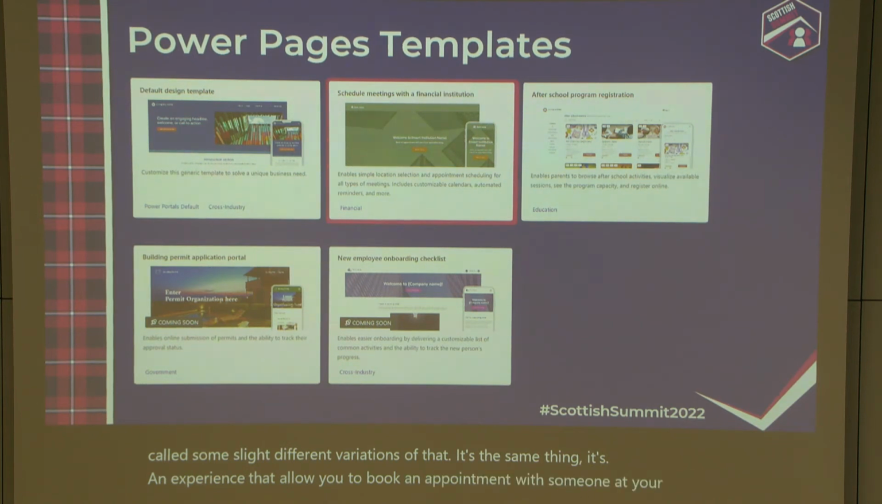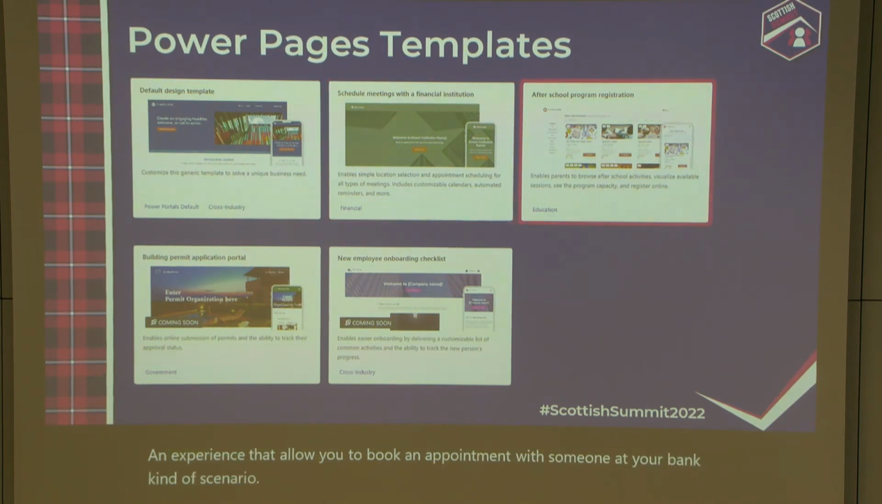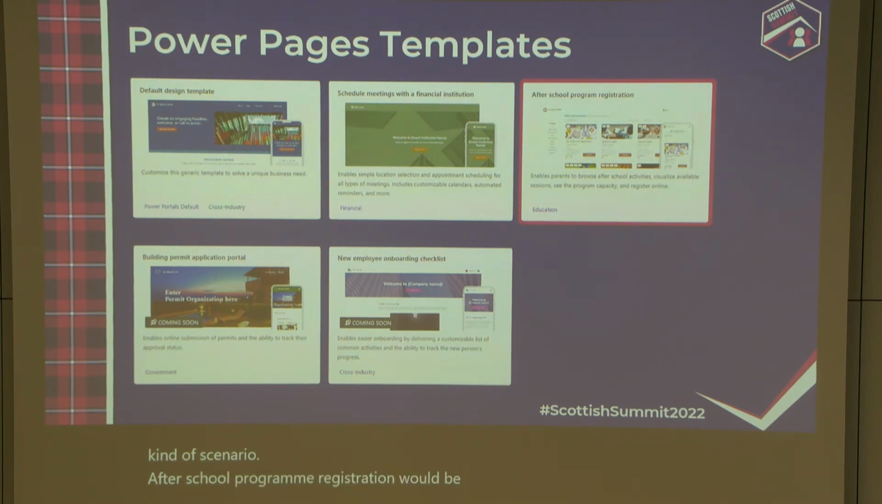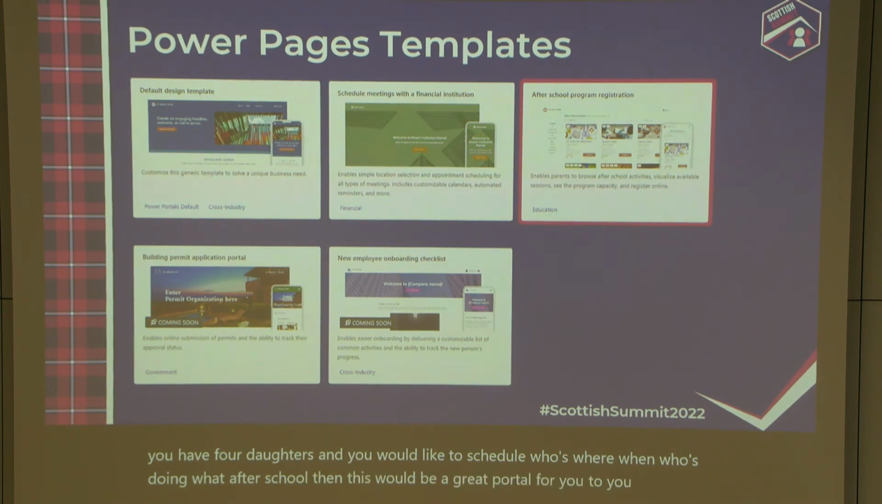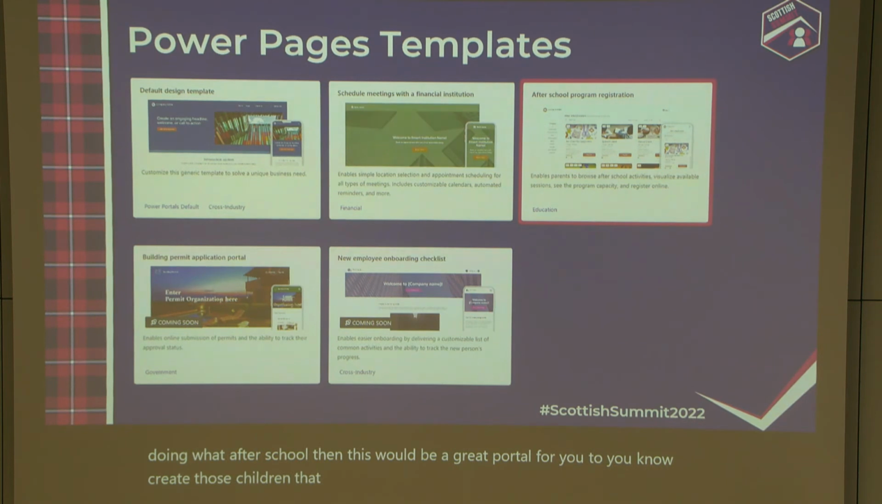After school program registration would be, so like Franco Musto, for instance, if you have 4 daughters and you would like to schedule who's where, when, who's doing what after school, then this would be a great portal for you to create those children that you have and assign them to different activities, and you would get that calendar overview of who is where doing what.